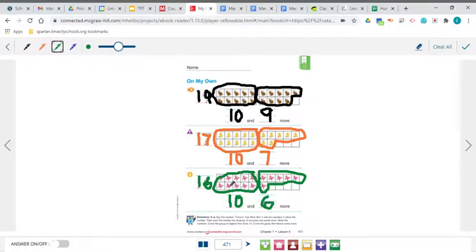There you go. So if you take 16 and you break it down, you decompose it, 16 is 10 and 6 more. That means you could write it as 10 plus 6 equals 16, just like we did yesterday.